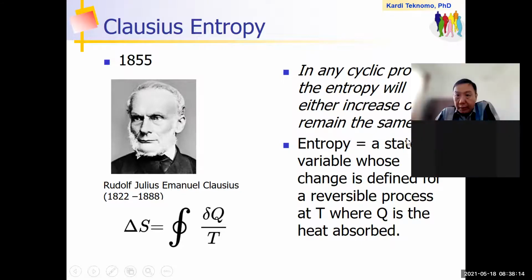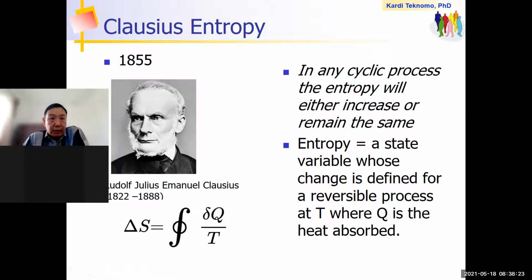Okay, so entropy. The concept of entropy started in physics. In 1855, someone named Rudolf Clausius proposed this formula. It looks very complicated with a circle integral. It's about the state variables in thermodynamic heat. So if you have a machine, how the machine will have a process in the heat. Now, entropy is a state variable whose change is defined for a reversible process at a certain temperature, where Q is the heat absorbed by the machine. So it starts with physics or mechanical engineering.